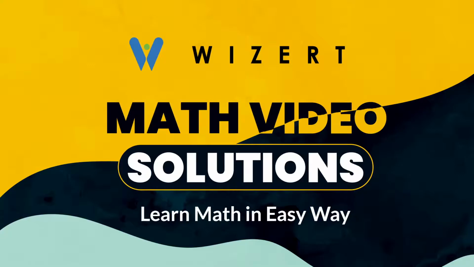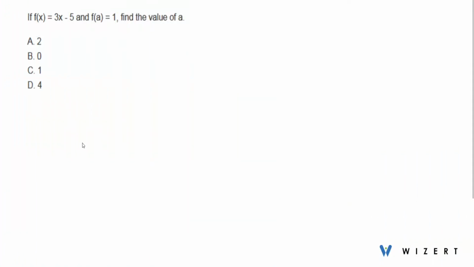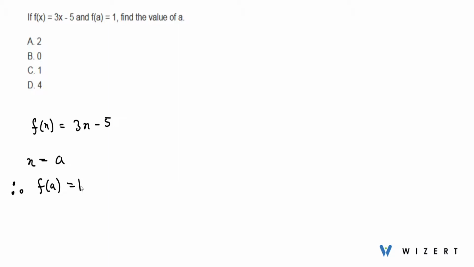So let's begin. According to the question, we have been given a function f of x equals 3x minus 5, and we have to find the value of a such that f of a equals 1. So simply substitute x equals a. Therefore, f of a, which is 1, will be equal to 3a minus 5. So we have to simply solve the equation 3a minus 5 equals 1.